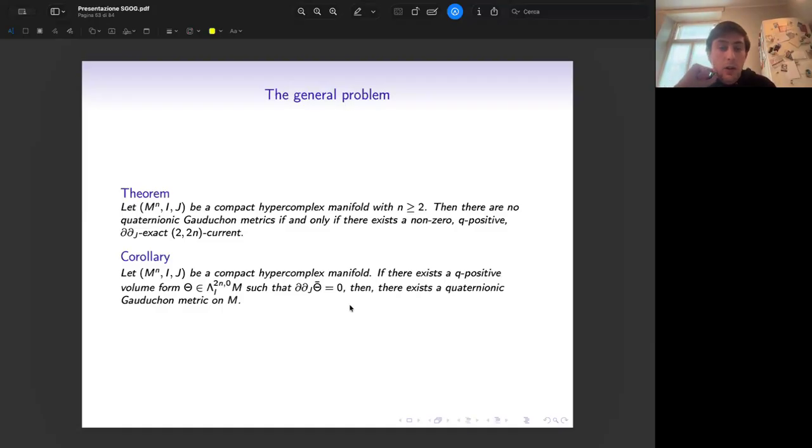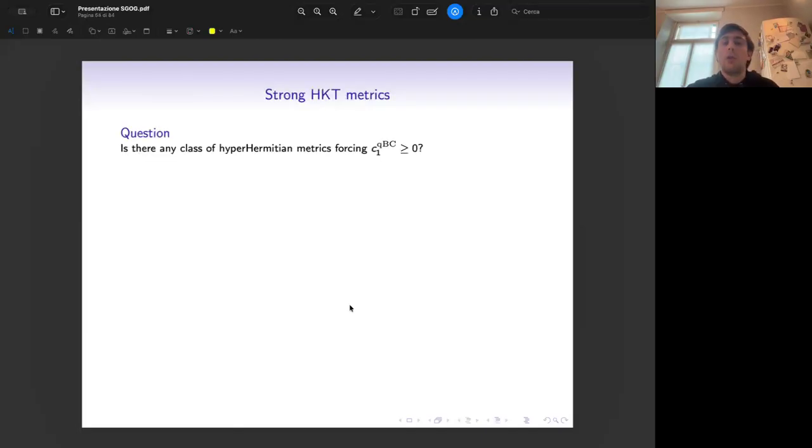So that's all for the SLNH case. Let me focus on the non-SLNH case. The next question we want to address is, can we find some class of hyper-Hermitian metrics which automatically force the first quaternionic Bochner class to be, let's say, semi-positive but non-zero?